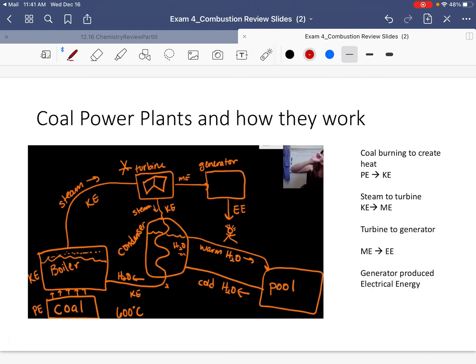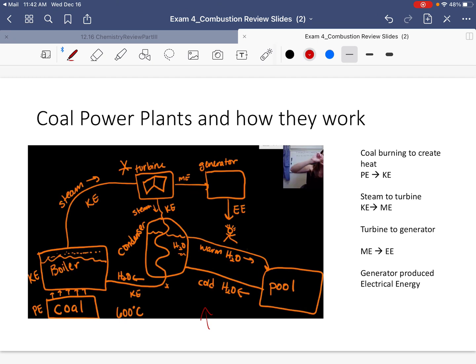Coal power plants, guys, be very, very familiar with this picture or schematic. You have to know that when the coal is burned, the potential energy within the bonds is broken, and you go to kinetic energy. That steam goes to the turbine, that's kinetic energy going into mechanical energy. From the turbine to the generator is mechanical energy.